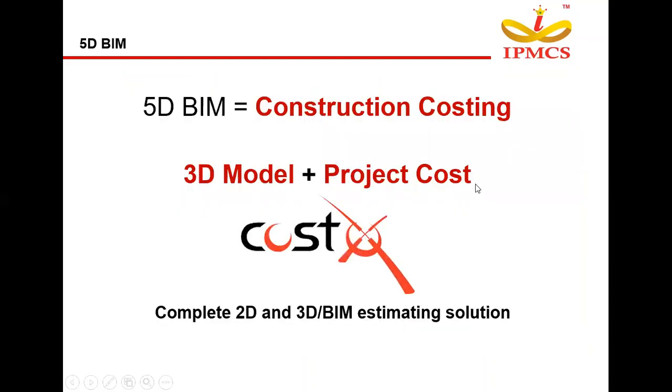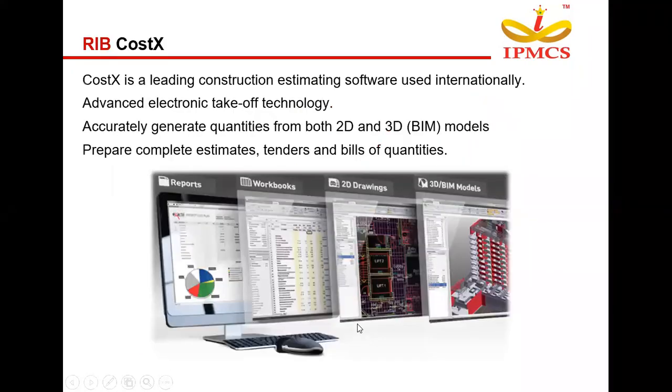One of the estimating software towards 5D BIM is Costex. 5D BIM is construction costing. When we link a project cost to a 3D model, it is called 5D BIM. So Costex is one of the 5D BIM solutions. Costex is a complete software which utilizes 2D and 3D BIM for estimation purposes. Costex is a flagship product of Exactor, which has been acquired by RIB.